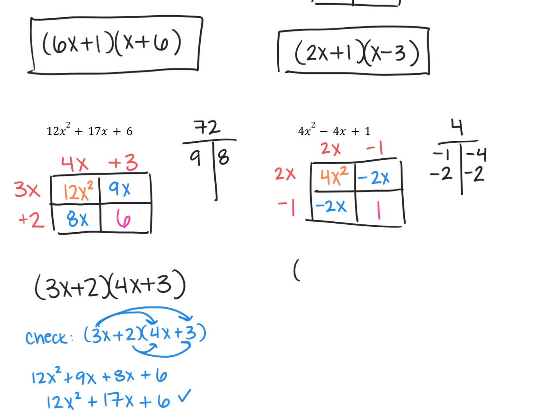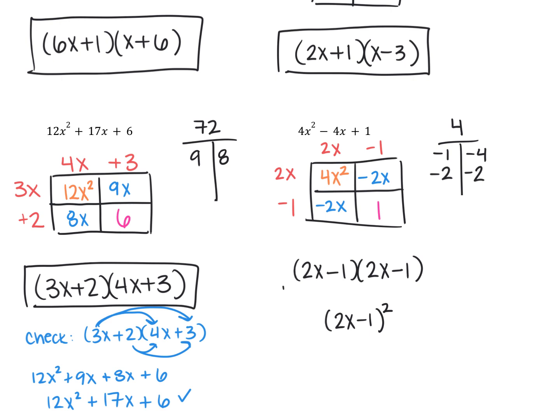So I'm going to get 2x minus 1 in both sets of parentheses. So it's 2x minus 1 times 2x minus 1. Another way you can write this, because it's the same thing multiplied to itself, is 2x minus 1 squared, because I'm multiplying something by itself. Both of those are correct answers here.